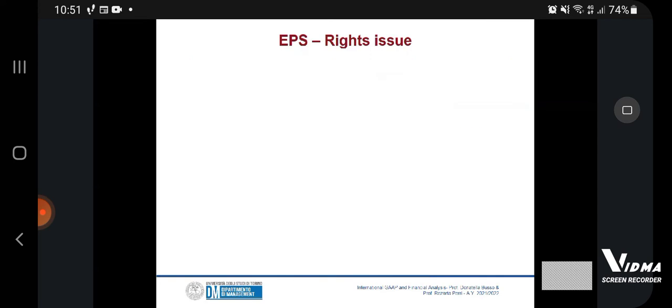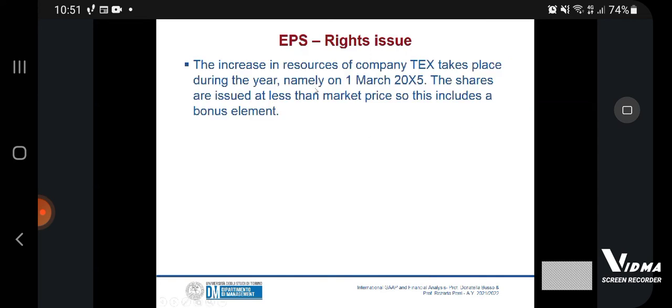Okay, so the increase in resources of the company will take place during the current year, that is 2025. The shares are issued at less than market price. So this means that we have a rights issue combining together a bonus element and an issue at full market value element. Both of them are combined together when we consider a rights issue, usually.